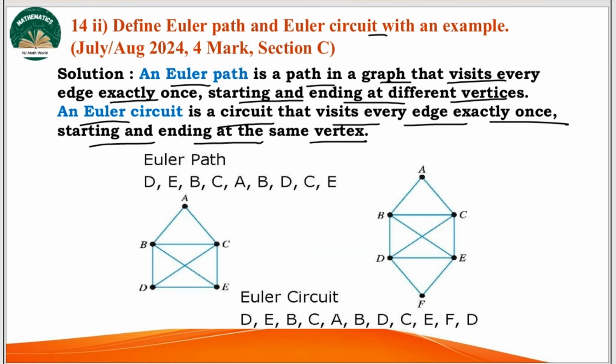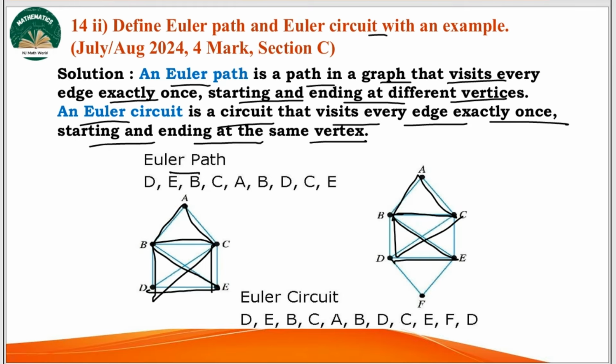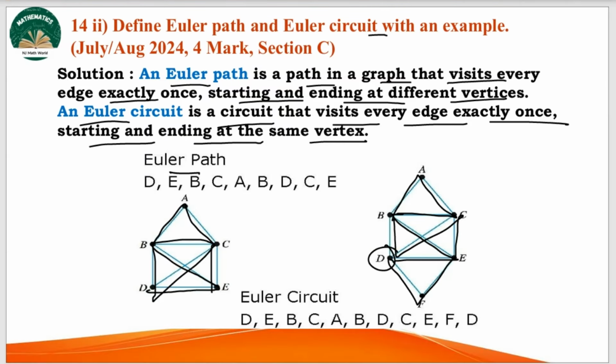So the Euler path will be, if you start with D: D to E, then E to B, then B to C, then C to A, then A to B, then B to D, then D to C, then again C to E. So this will be the Euler path. Then what is the Euler circuit? The Euler circuit will be from D to E, then E to B, then B to C, then C to A, then C to B, then D, then C, again E, again F, and again D. The starting and ending point should be the same for a circuit. So these are the two definitions for Euler path and Euler circuit.